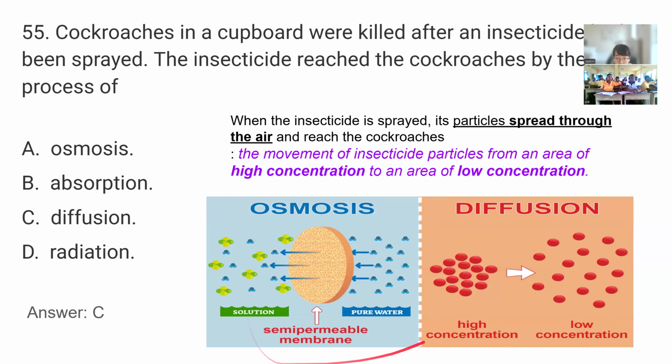We mainly talked about two, osmosis and diffusion. Osmosis involves a semi-permeable membrane and only allows water to pass through. But this process is diffusion because the insecticide is simply moving from one highly concentrated area to a low concentrated area. It tends to spread out. And that is how it reached the cockroaches. It's by diffusion.